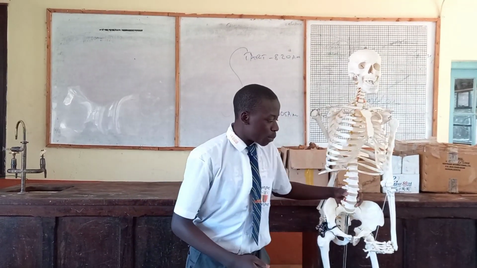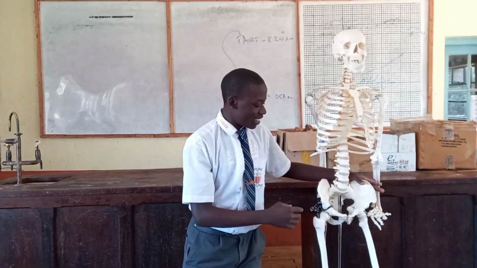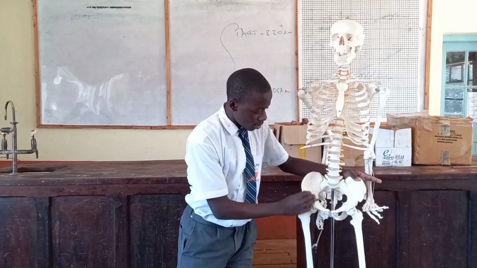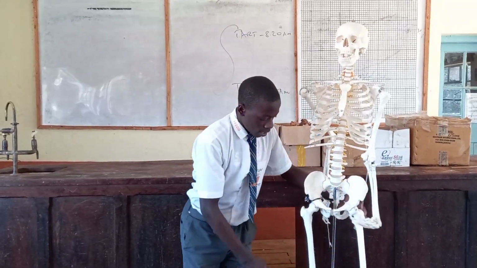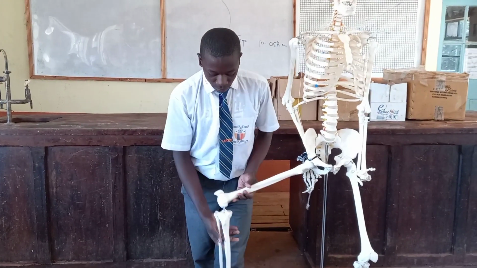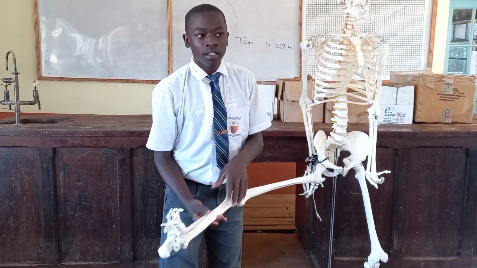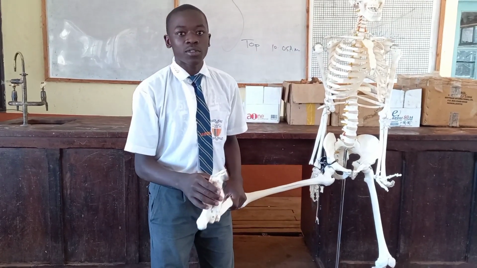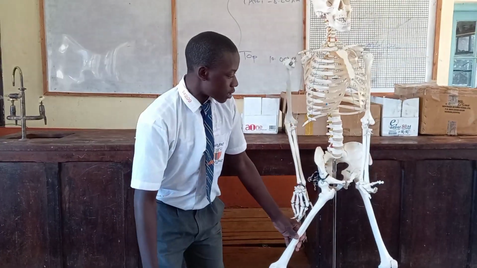Then on the other side of the pelvic girdle, we have the bones of the pelvic girdle, which are these two. Then there are the limbs. There is the femur, the tibia and the fibula, the tarsals, metacarpals and the phalanges of the feet.